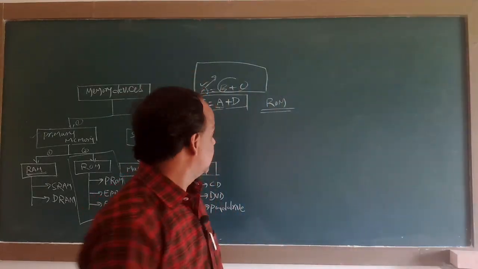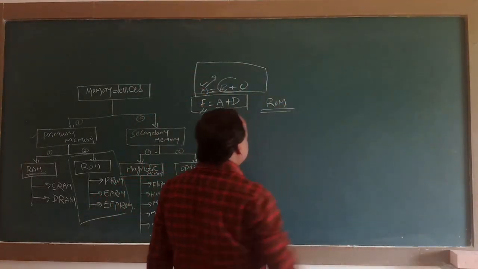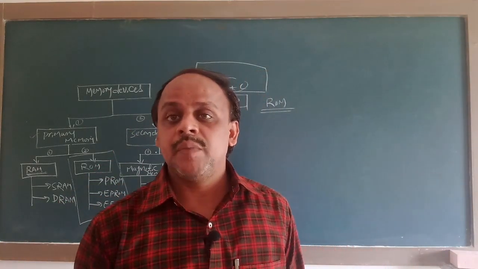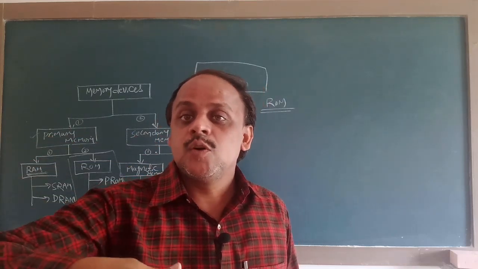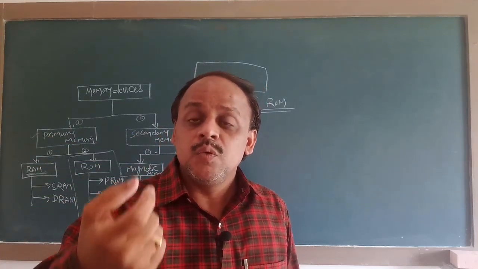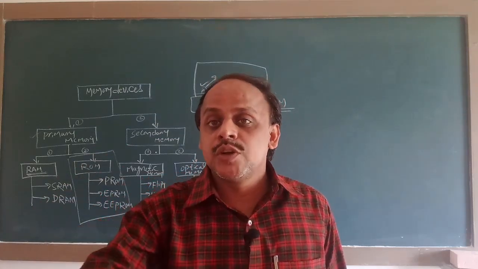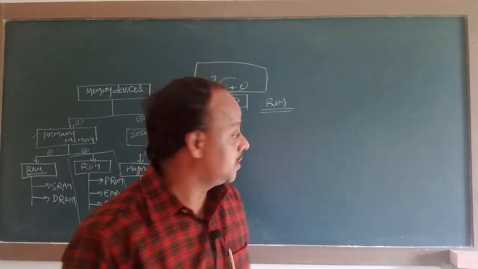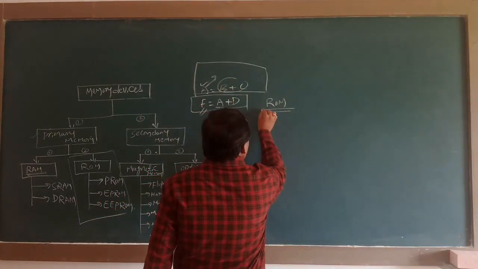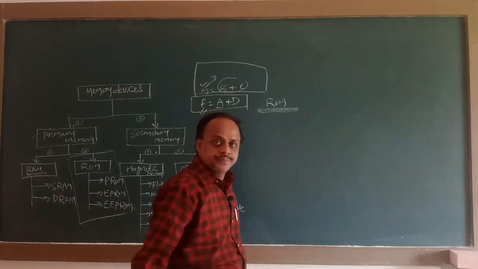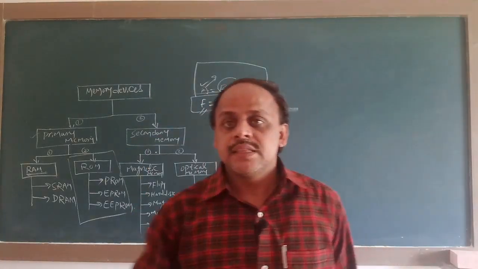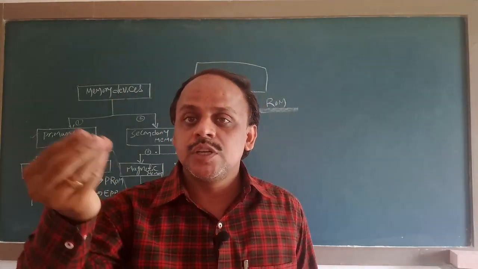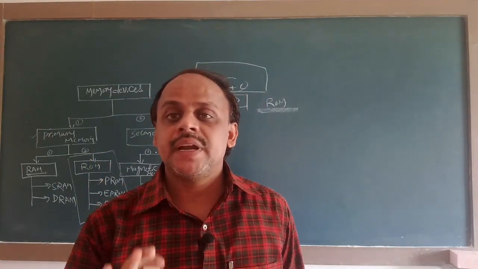What he says? This ROM is a permanent memory, whereas RAM is a temporary memory. Means whenever the current goes off, the data inside the RAM is going to be erased, and it is called volatile memory, right? But whatever data is stored in ROM, read only memory, that is a permanent memory. He says the data stored in ROM is permanent.